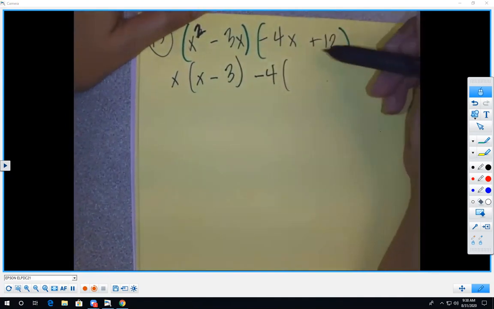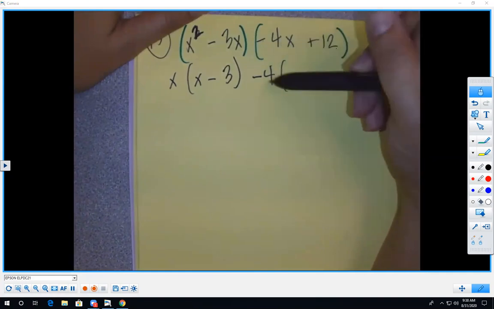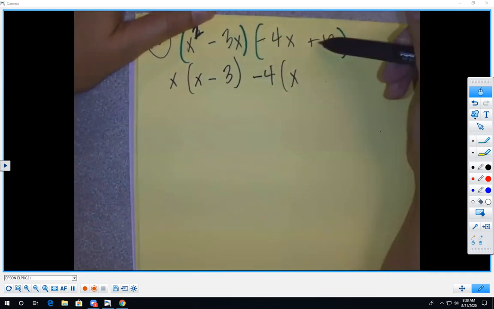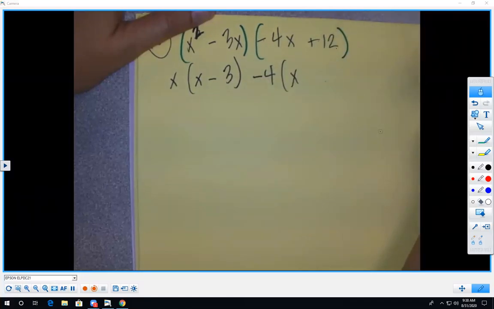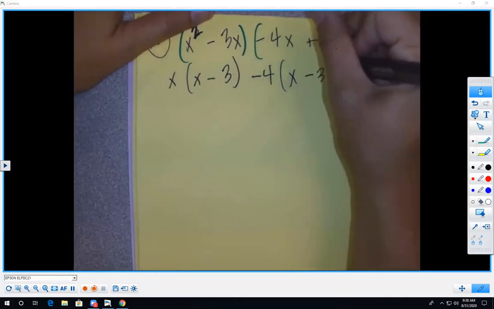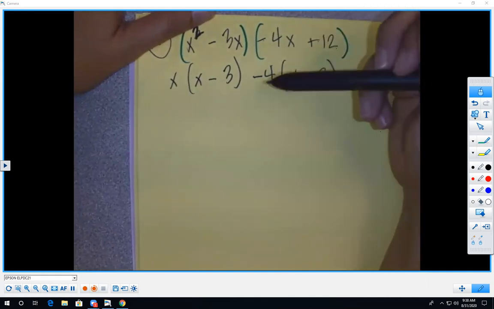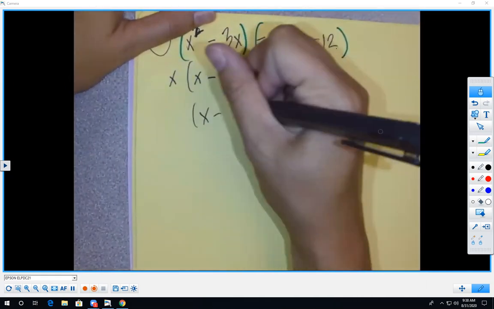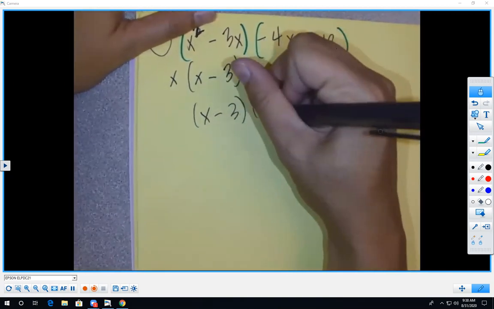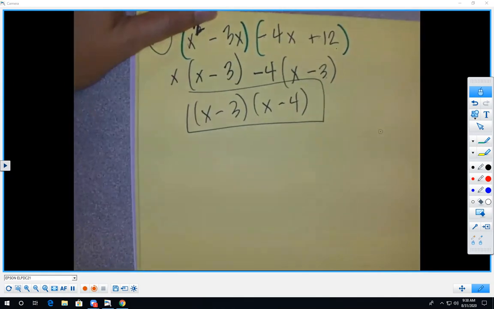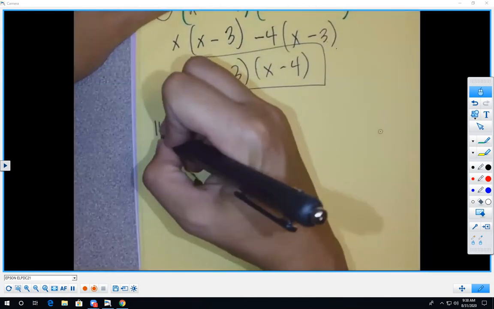Okay, so when I take out a negative 4, what's negative 4x divided by negative 4? X. And what's 12 divided by negative 4? Negative 3. So now it has x minus 3 in common. Left over is x minus 4. Questions about that? Okay, let's do another one like that.